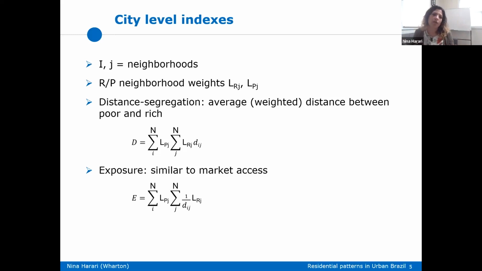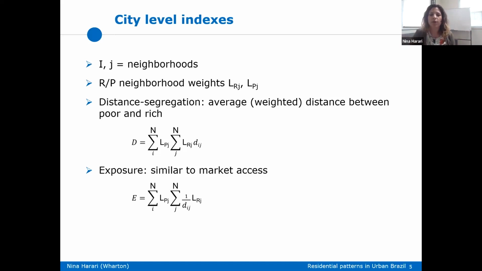The second type of indicators have to do with what I'm labeling as exposure, and they have the flavor of market access, meaning that when I measure rich exposure, I mean looking at essentially the number or the share of rich households around you weighted by inverse distance, again, similar to market access.